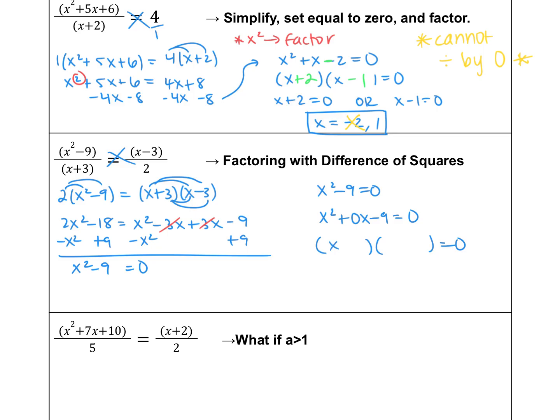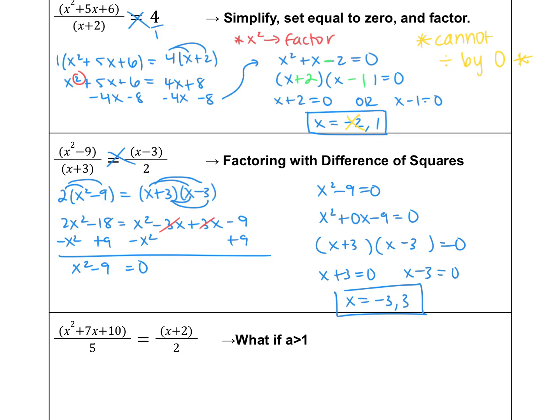Okay, to get an x squared, we need x times x. And then you'll see we end up with a positive 3 and a negative 3. Those multiply to give us negative 9. Positive 3x, negative 3x, we would have 0x. So we get x plus 3 equals 0, x minus 3 equals 0. So our 2 answers then are negative 3 and positive 3. Again, in your homework, you're just going to stop there.